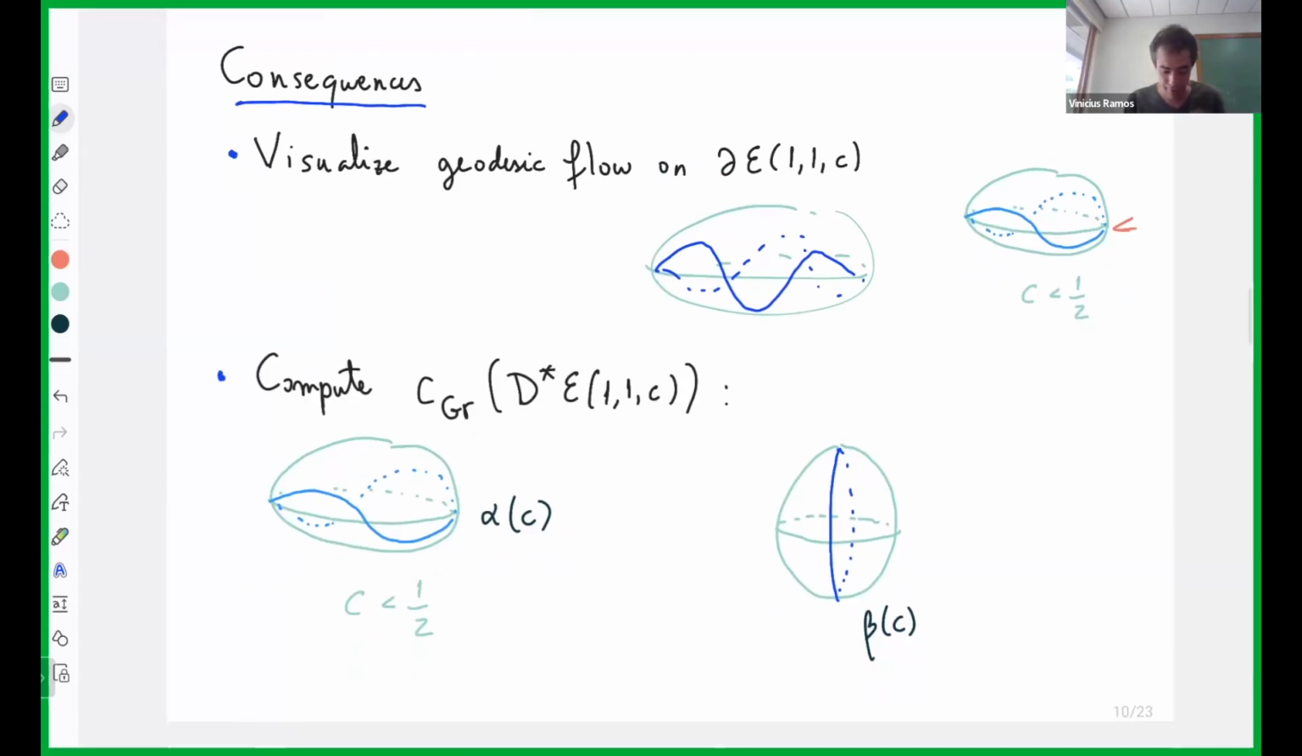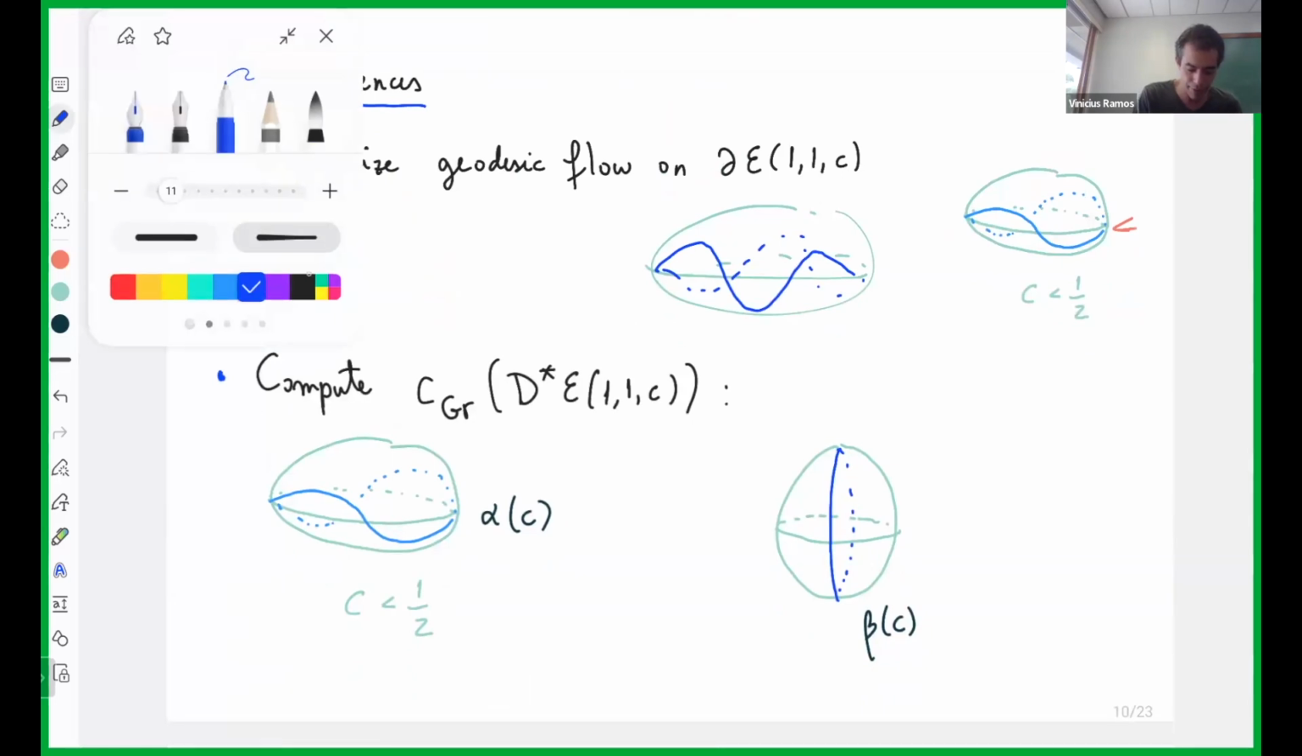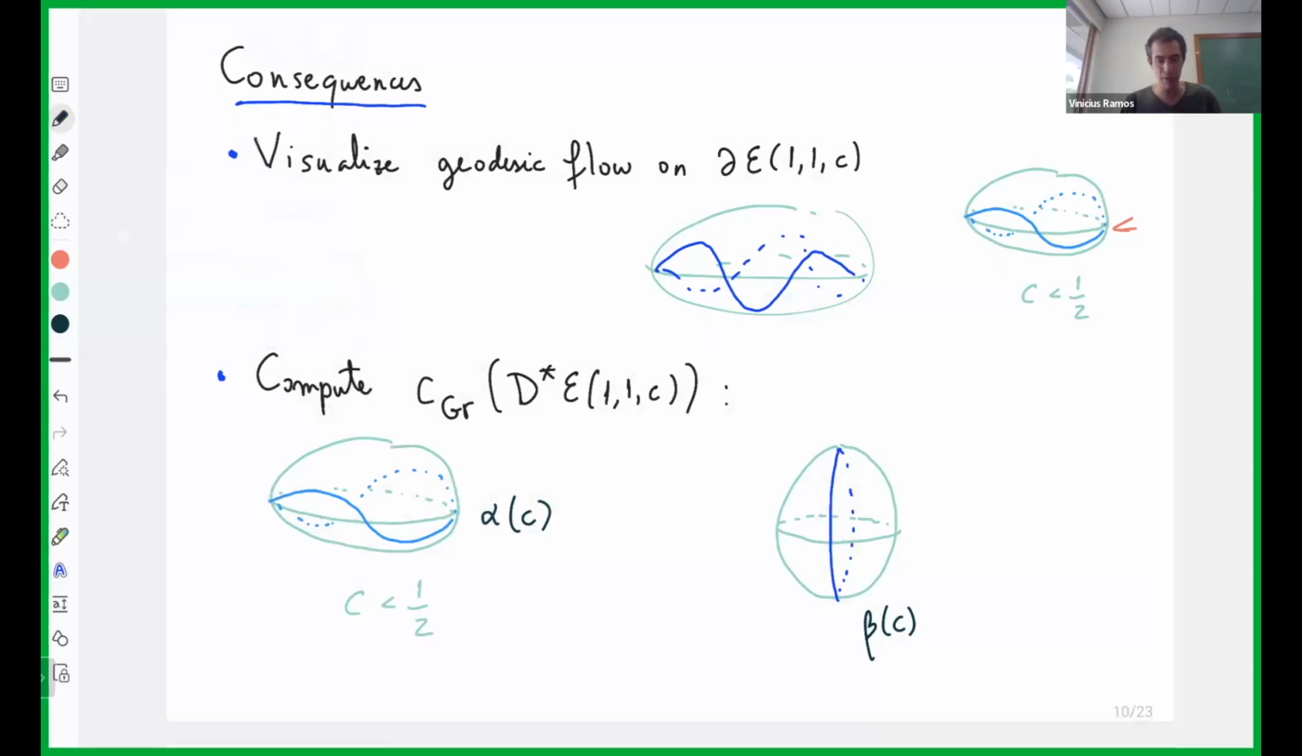So the Gromov width, so before I tell you what the Gromov width is, let me just define these two numbers. So for C less than 1/2, we have this special orbit that oscillates, goes up and down, up and down. And I'm going to call that length alpha of C. So this alpha is only defined for C less than 1/2. And I'm going to call beta of C the length of the meridian, of any meridian. There's an S^1 family of meridians.